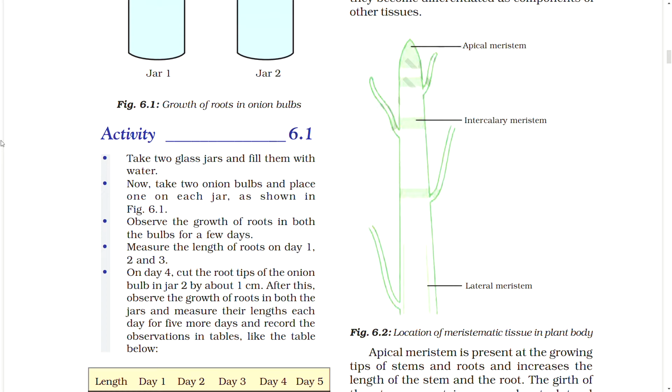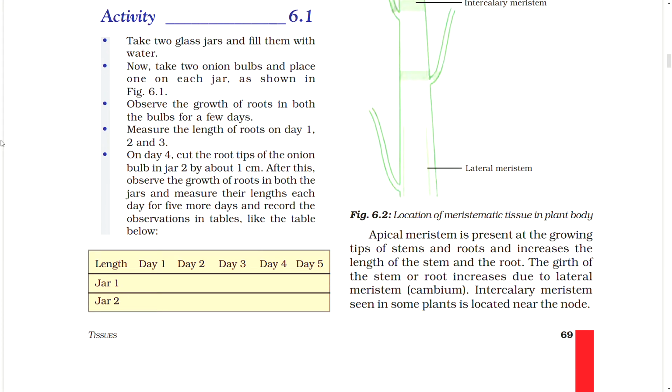Measure the length of roots on day 1, 2 and 3. On day 4, cut the root tips of the onion bulb in jar 2 by about 1 cm. After this, observe the growth of roots in both the jars and measure their lengths each day for 5 more days and record the observations in a table like the table below. Length: day 1, day 2, day 3, day 4, day 5. Jar 1, jar 2.